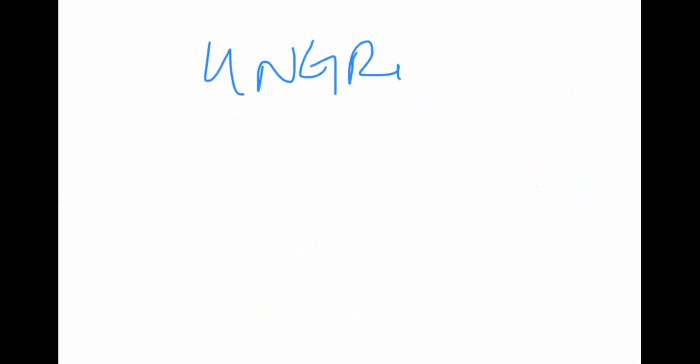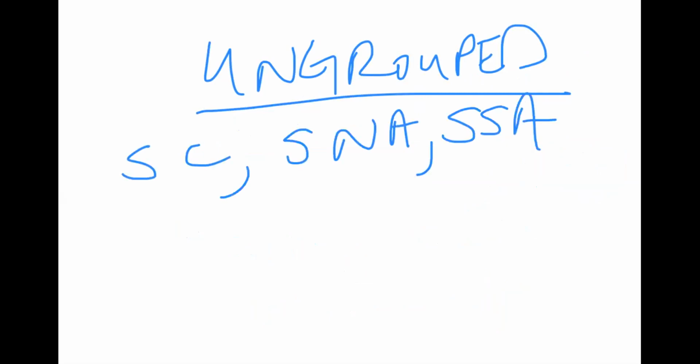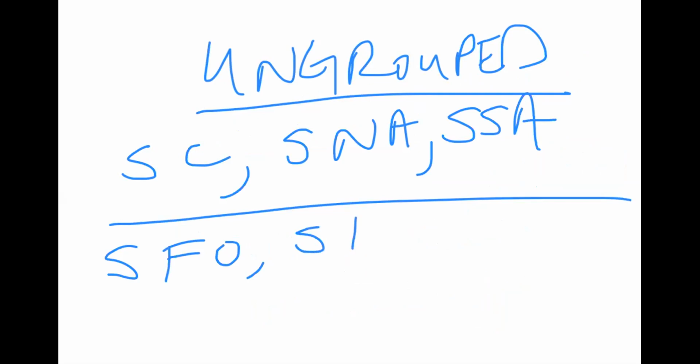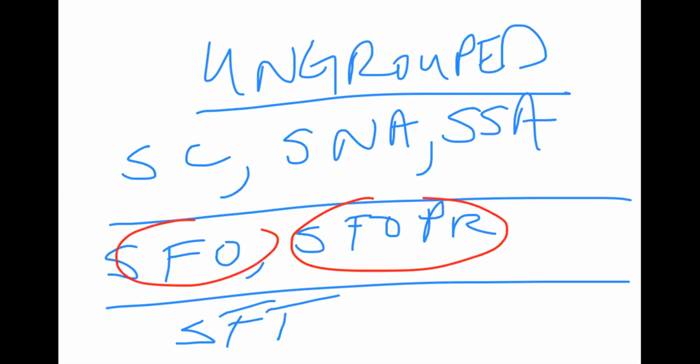Ungrouped tools and techniques, my friends. Ungrouped tools and techniques: we've got schedule compression, we've got schedule network analysis, we've got source selection analysis, we've got strategies for opportunities, we've got strategies for overall project risks. Now, what is the difference between strategies for opportunities, strategies for overall project risk, and strategies for threats? They all seem the same, so how do we keep them straight?